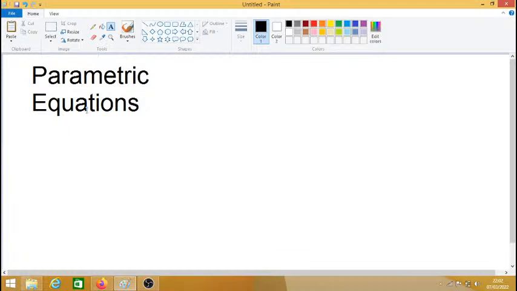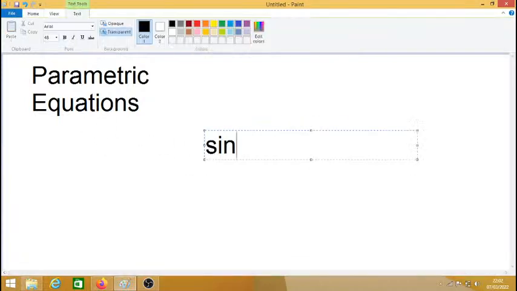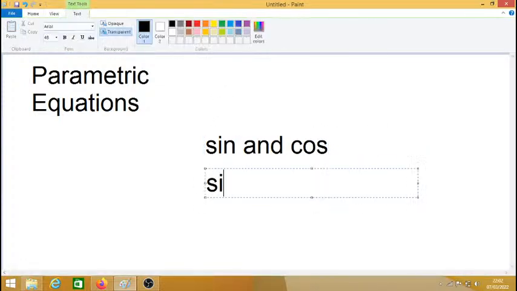It's A-level maths year 2 and we're looking at parametric equations. Today's focus will be where we have to use sine and cos, and in particular the sine 2a formula.